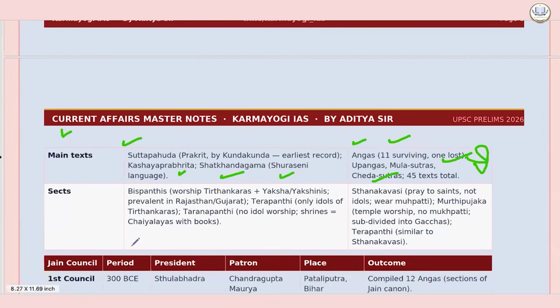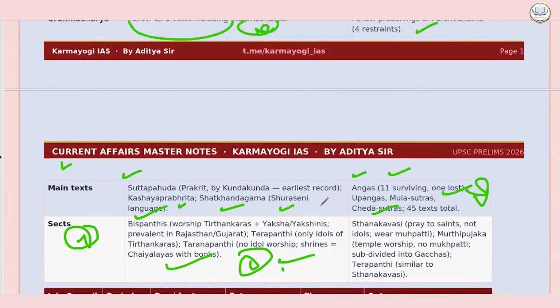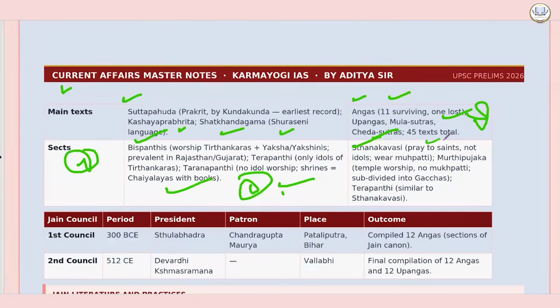If we look at the sects, among Digambaras we have Bishpanthis who worship Tirthankars plus Yaksha and Yakshini. It is prevalent in Rajasthan and Gujarat. We have Terapanthis, only idols of Tirthankars. Then we have Taranapanthi, no idol worship. Shrines are called Chaityalayas with books. For Svetambara, we have Sthanakvasi, who pray to saints, not idols.